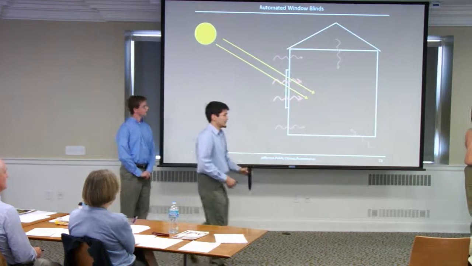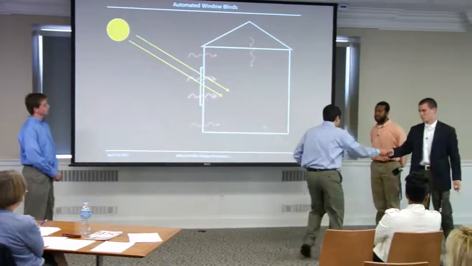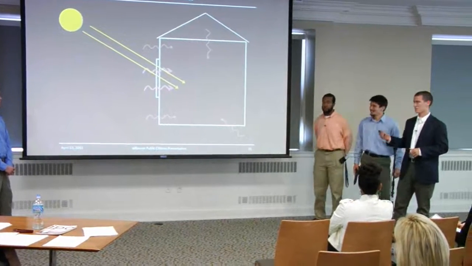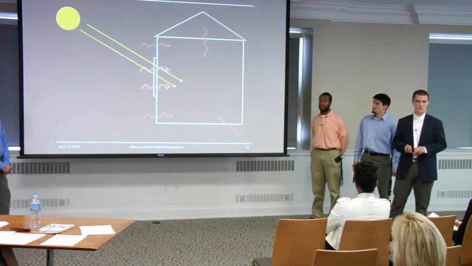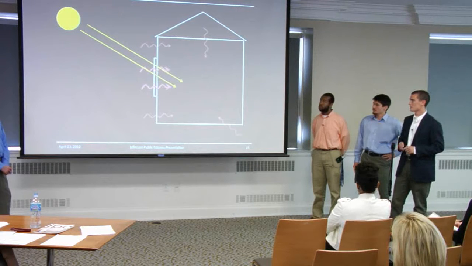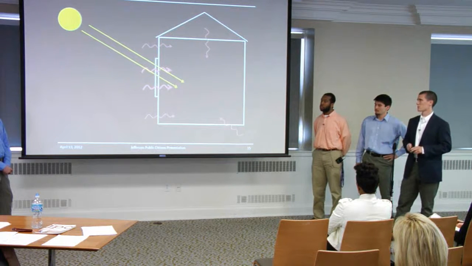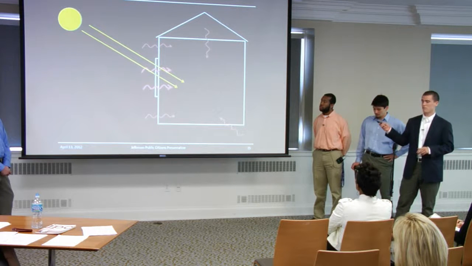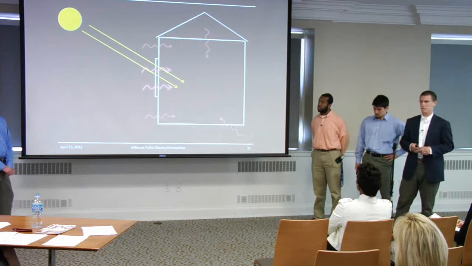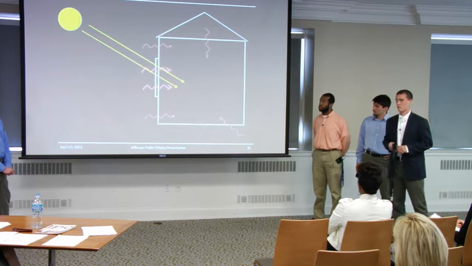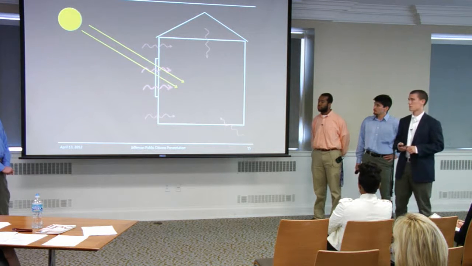Okay, and so the final tool that we developed was an automated window blind system. And the basic problem that this system is meant to address is just that there's a lot of uncontrolled energy flow happening in a building. As you can see here, there's heat transferring in by conduction through the floor, the ceiling, the walls, but most significantly through the window, just because windows have a higher thermal conductivity. Another significant form of heat transfer is just due to the sunlight.